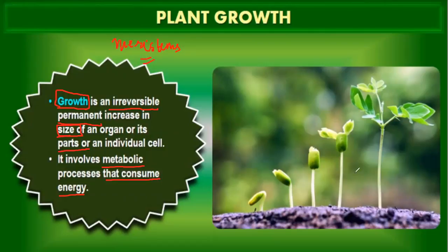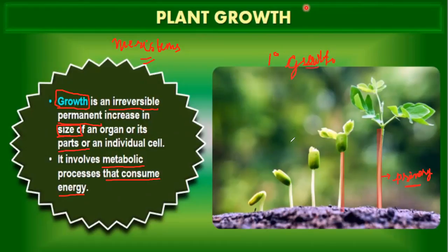The type of meristem which helps in the elongation of the plant, that type of meristem you call it as what? Primary meristem. And elongation or lengthening of the plant can be referred to as primary growth.